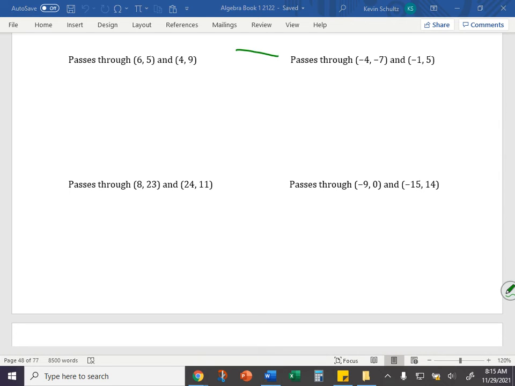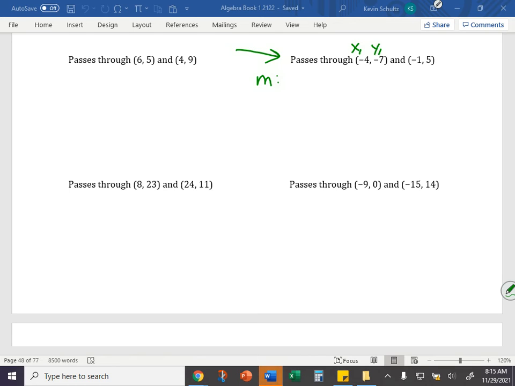So the last type that you'll need to know here is where I give you 2 ordered pairs that the line passes through. The only difference here is how you find your slope. How are you going to find the slope of a line that passes through 2 given ordered pairs? What's our method for that? x2 minus x1, and then y flipped. Yeah, you'll use this slope formula, right?